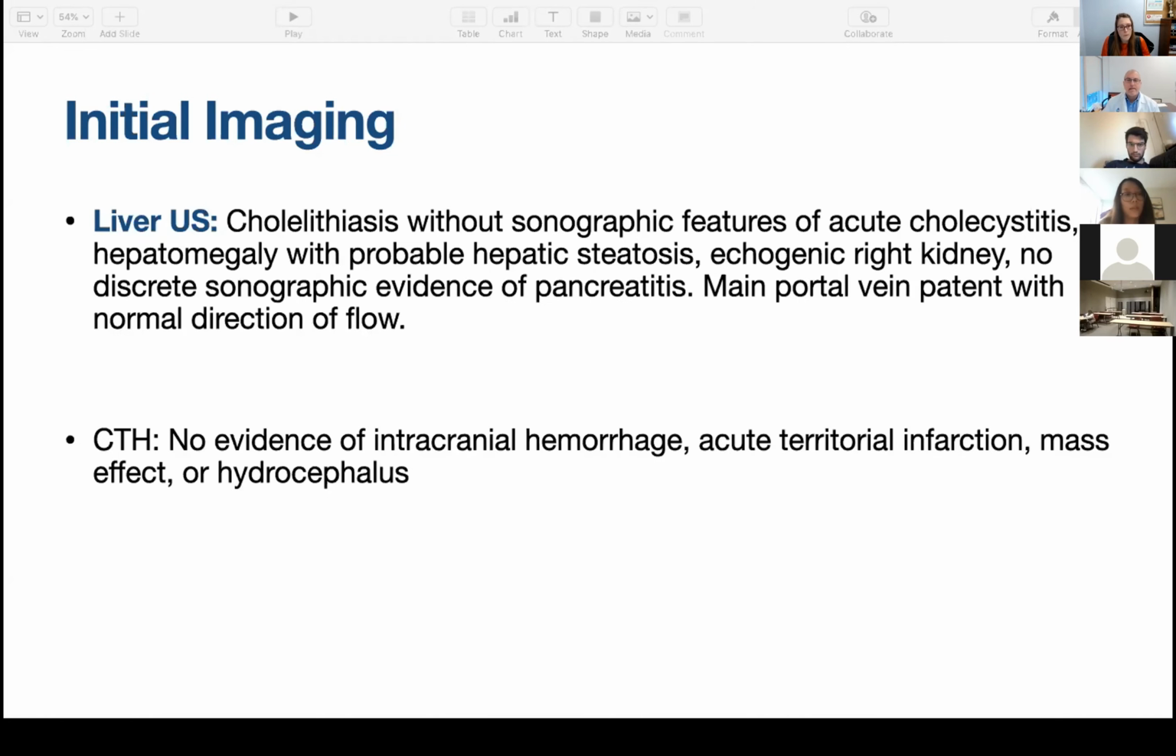And we did do a liver ultrasound. It shows cholelithiasis without sonographic features of acute cholecystitis, hepatomegaly with probable hepatic steatosis, echogenic right kidney, no discrete sonographic evidence of pancreatitis, main portal vein pattern with normal direction of flow. And they also commented that there was no CBD dilation. It was measured 0.4 centimeters in diameter. And because there was concern of a fall, we did a CT head. There was no evidence of intracranial hemorrhage, acute territorial infarction, mass effect, or hydrocephalus.